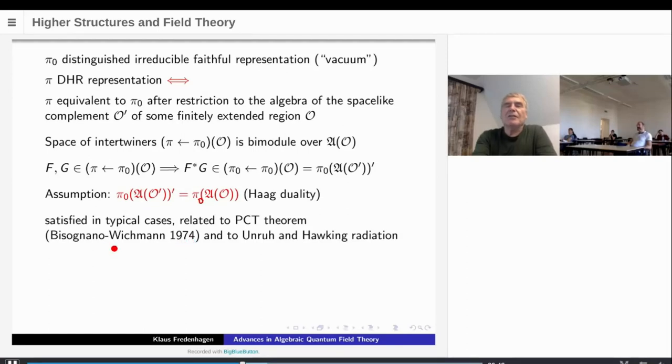This is related to the PCT theorem, but Bisognano and Wichmann did not look at a finitely extended region, but on a so-called wedge, as in the Unruh effect. And they could show that for the wedge region, this property of Haag duality holds under very general conditions. And then one can construct the algebra for a finite region by intersections of such wedges and gets a relation which is a little bit weaker than this relation here, but which for the DHR theory admits the same conclusion.